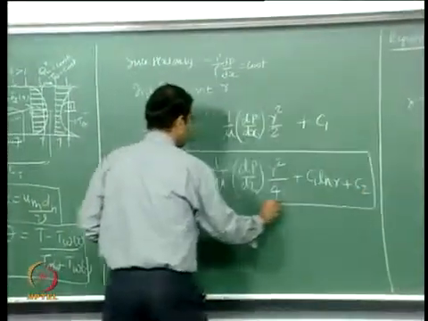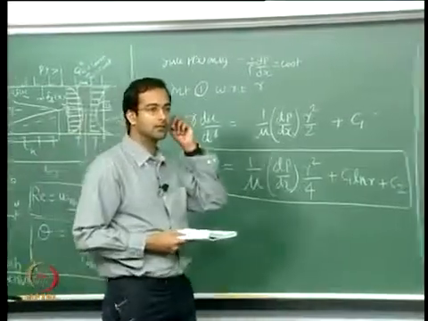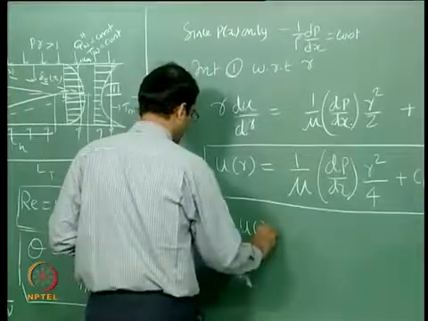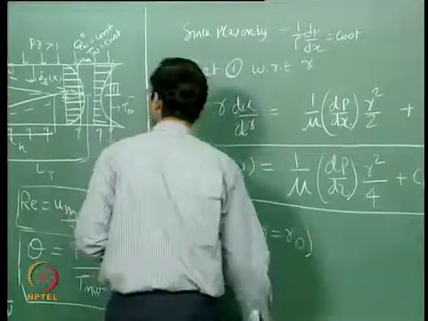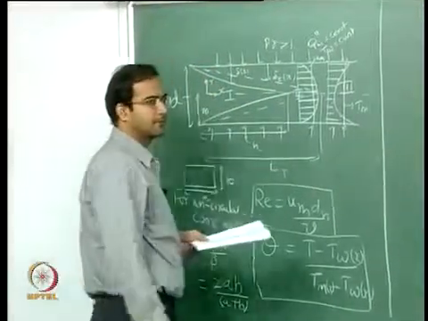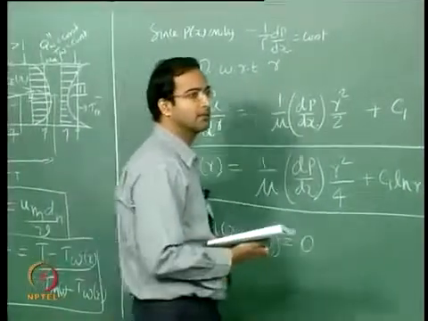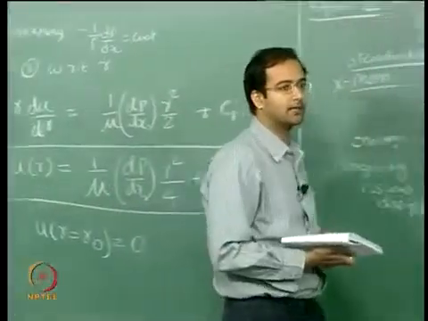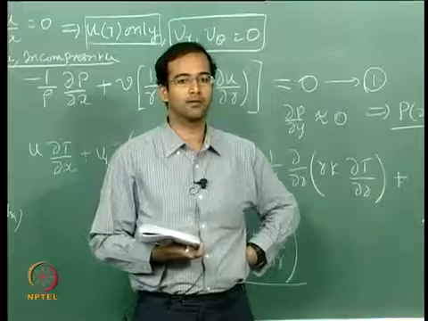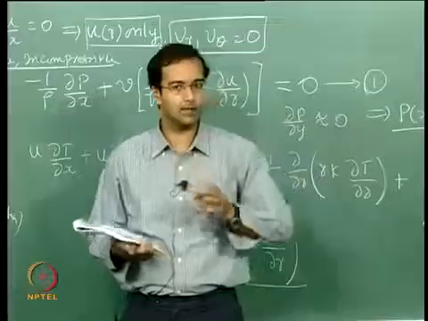Now I have to find the constants c1 and c2. How do I find the constants? Boundary conditions. Okay, so what are the boundary conditions? u at r equal to r naught. So what is u at r equal to r naught? If r goes to r naught, 0. And what is the other boundary condition? In the case of external flows, we can give a boundary condition where u at very large y, going to infinity, becomes u infinity, whereas here you do not have anything like that.